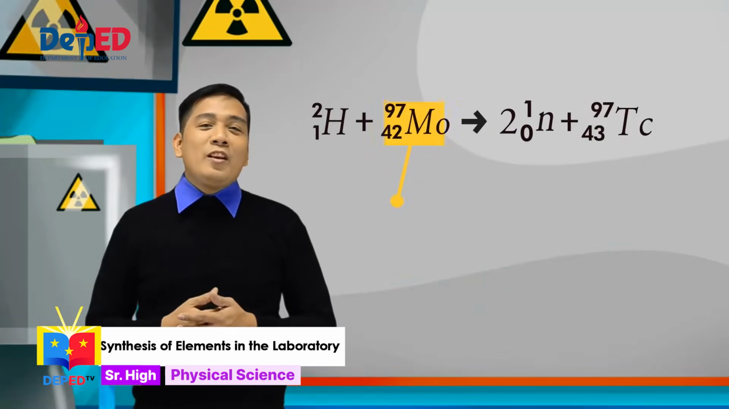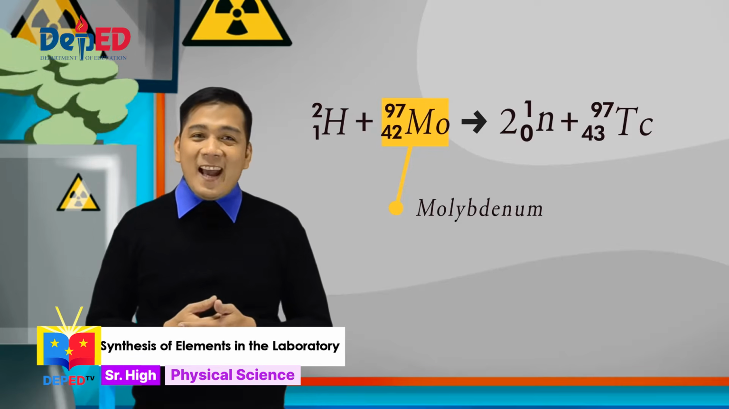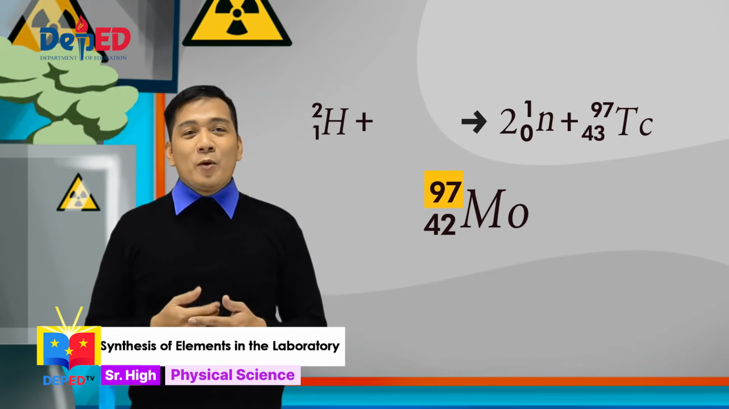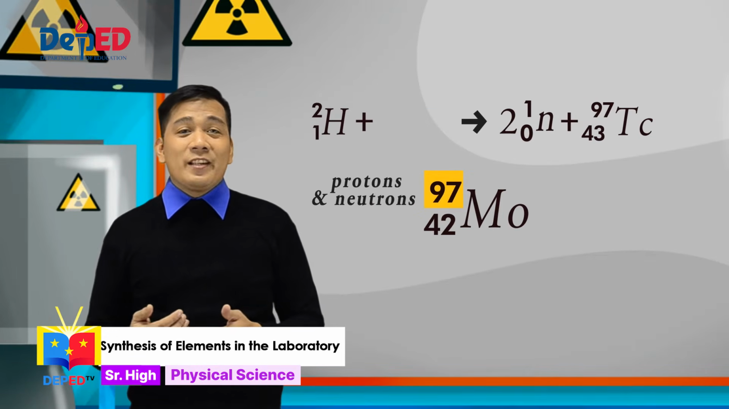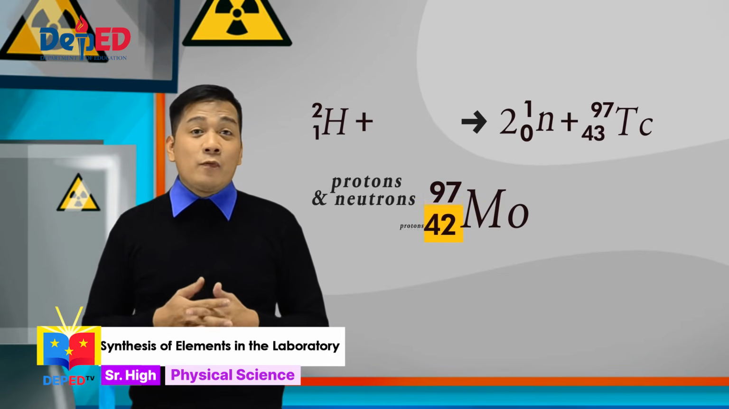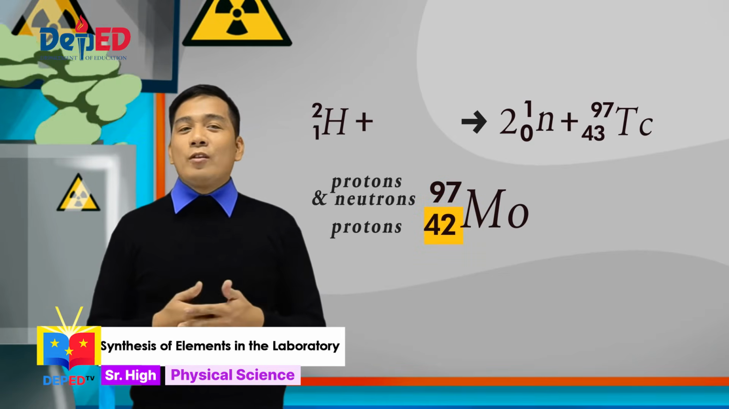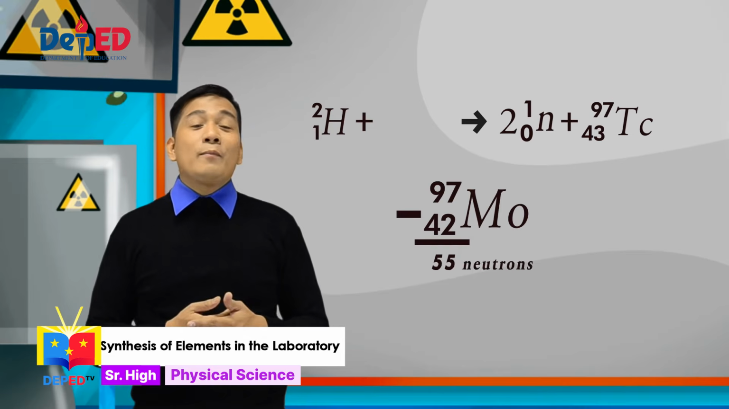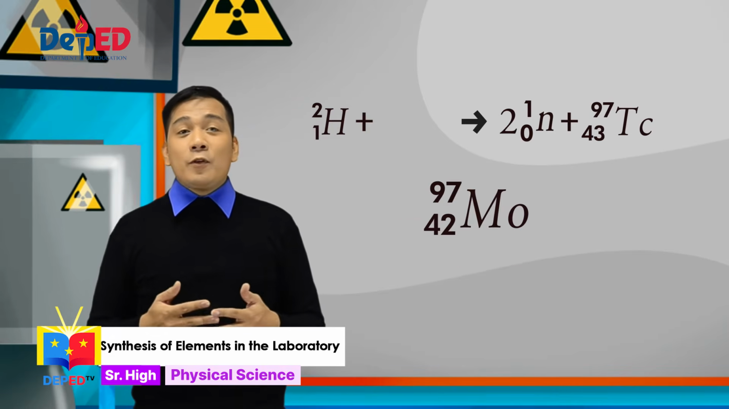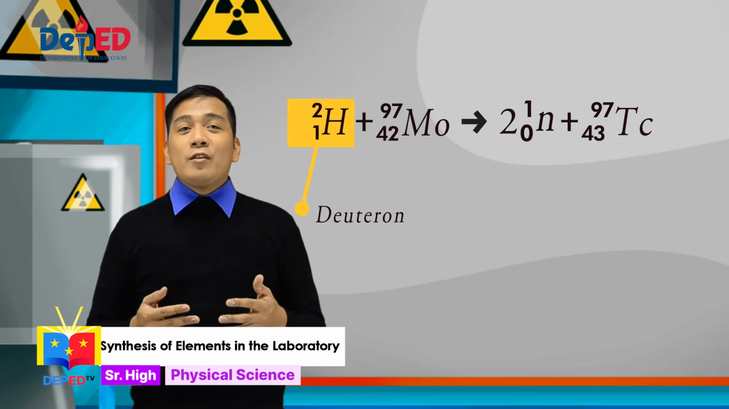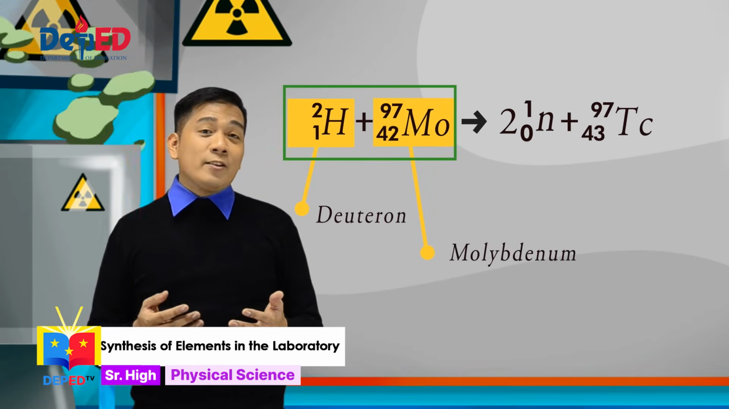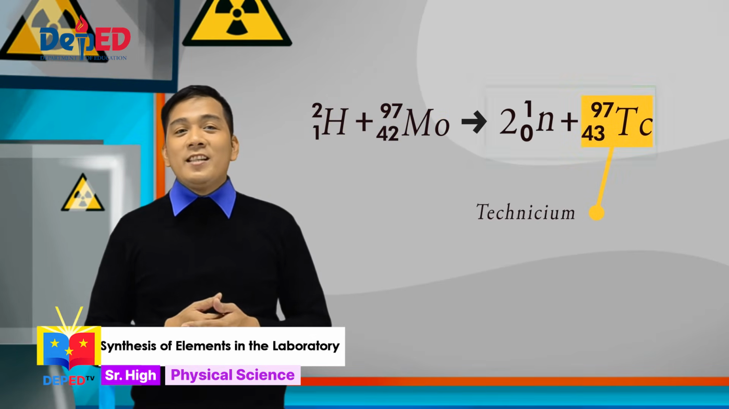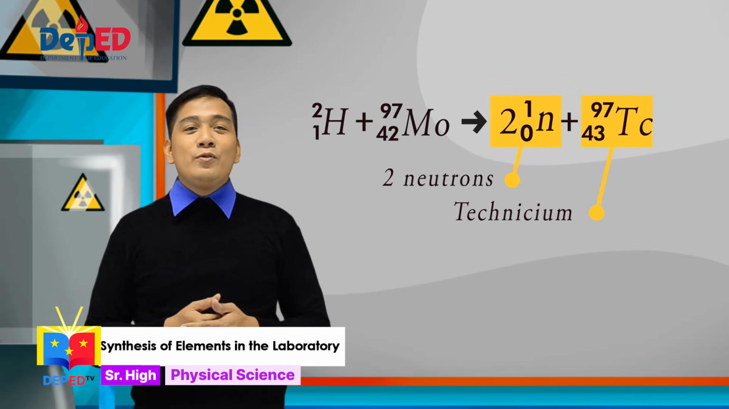Can you tell how many neutrons molybdenum 97 has? Since the total number of protons and neutrons is 97 and the total number of protons is 42, to get the total number of neutrons, all you have to do is subtract 42 from 97. As you can see from the equation, the combination of deuteron and molybdenum resulted in the formation of technetium and the release of 2 neutrons.